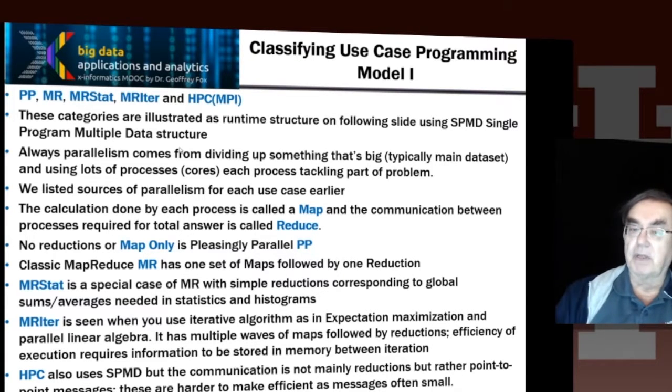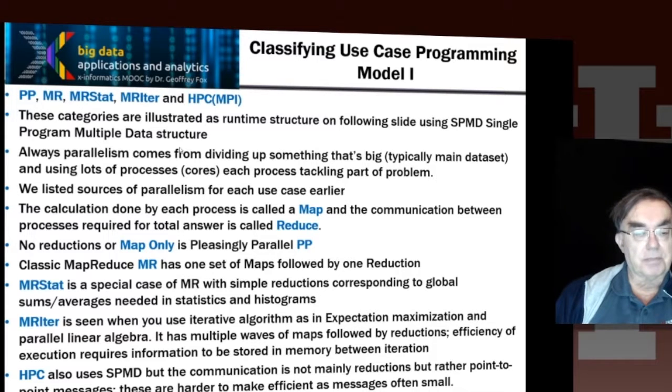In each case, they have the same thing which we've already discussed many times: single program, multiple data. Divide the thing that's big up, and use lots of processes with each process running the same software, tackling part of the problem. And then this is all done over the particular data set with a particular form of parallelism. Then in each case, the calculation done is a map, and the communication is the reduce. And in the case where there's effectively no reduction, it is map only. The case of MapReduce has one set of maps followed by one set of reductions.